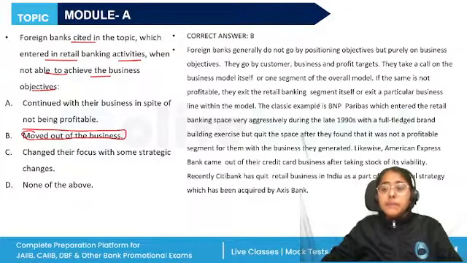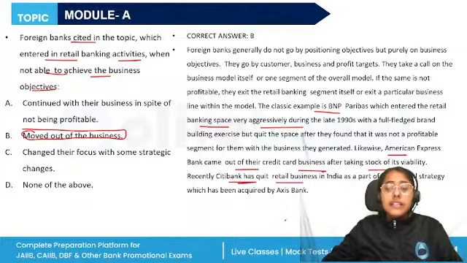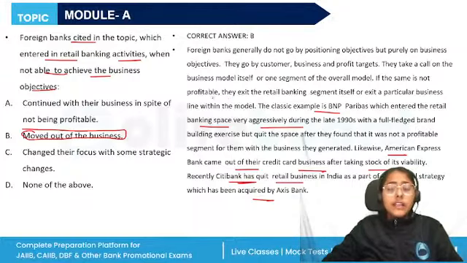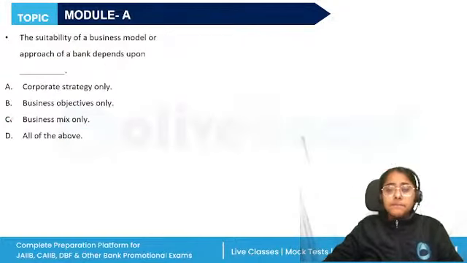Right? The classic example is BNP Paribas, which entered the retail banking space very aggressively during the late 1990s, but they found that it was not a profitable segment, so they exited. Similarly, American Express Bank also came out with their credit card business after taking stock of its viability. And recently, Citibank has quit the retail business in India and it has now been acquired by Axis Bank. Alright, so the correct answer is option B.